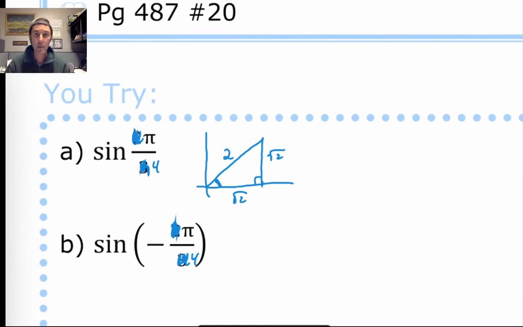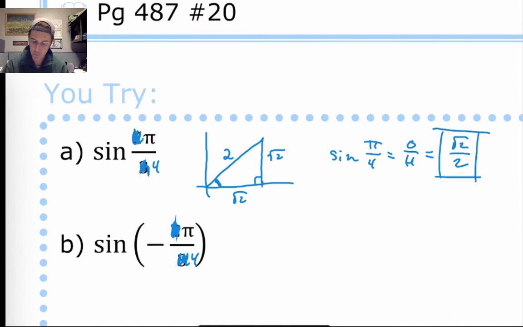Neither one of the root 2's need to be negative because we're in the first quadrant, and so we can evaluate. The sine of pi over 4 is equal to, sine is opposite over hypotenuse, which is equal to the square root of 2 over 2. Done. Now, what about the sine of negative pi over 4?